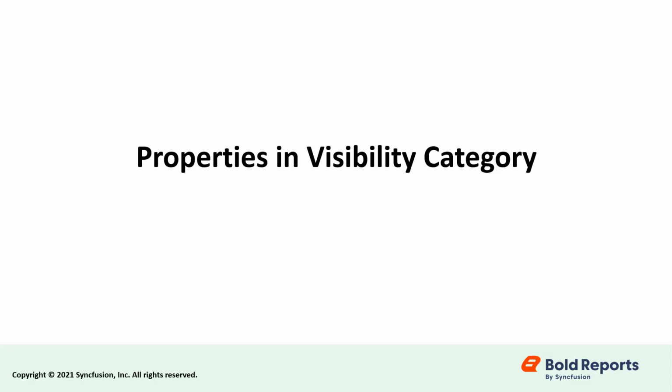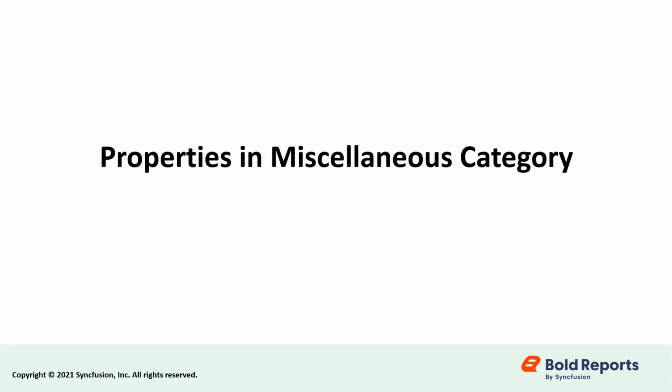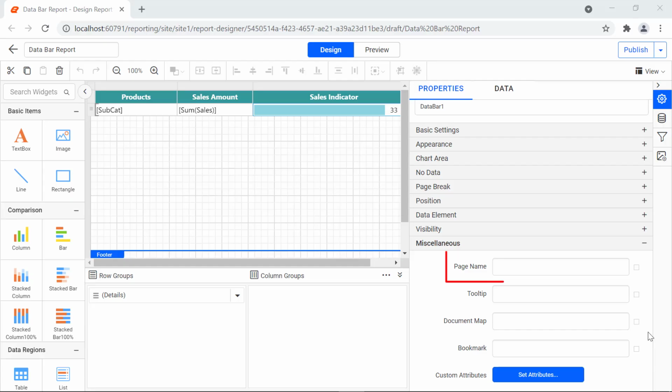Next, we'll look at the properties under the visibility category. The visible option is used to show or hide the data bar report item while viewing the report. By default, it is enabled. Toggle item is used to expand or collapse the report item based on the text box selection. Let's see the properties under the miscellaneous category. The page name property is used to name the first worksheet of the Excel workbook when exporting the report to Excel format. You can set static or dynamic text as the page name using an expression.